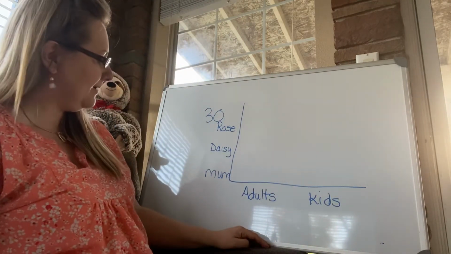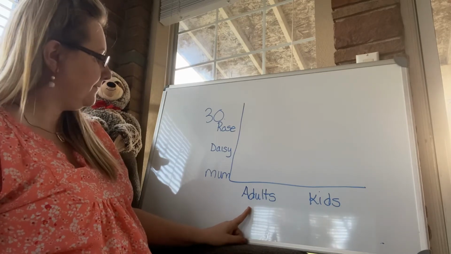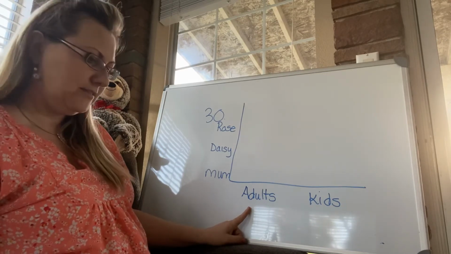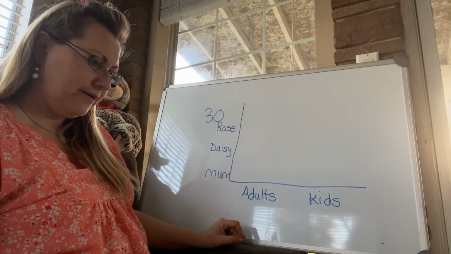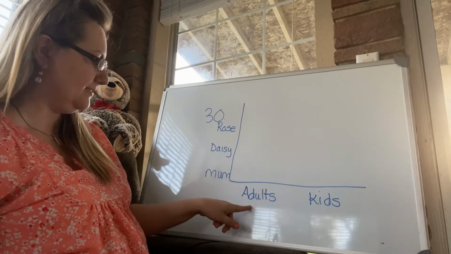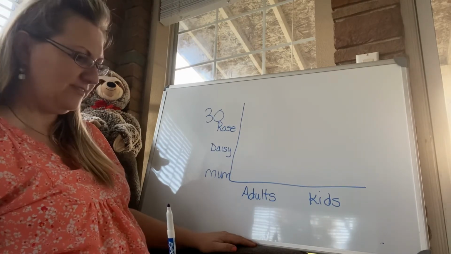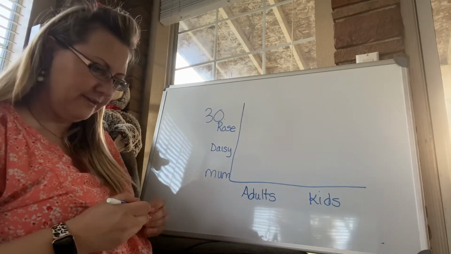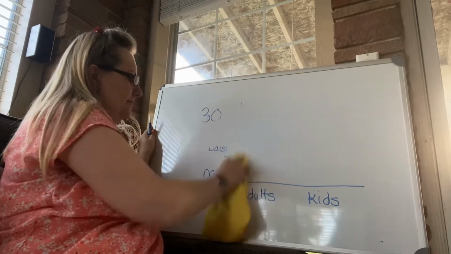Okay, and let's see. Adults. So we know that 6 adults like roses. So let's see. I feel like we should have done it the other way. Do you mind if I go ahead and erase it? Let me try it the other way.